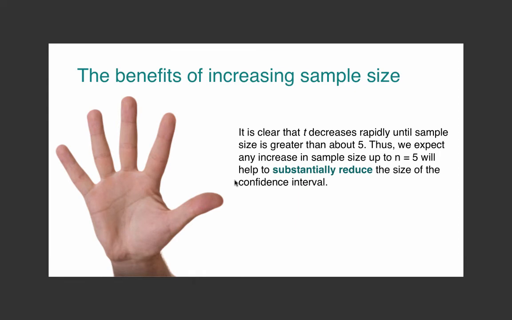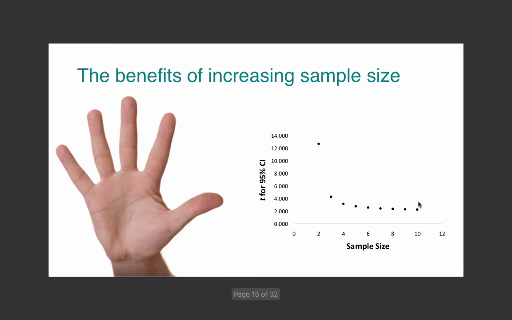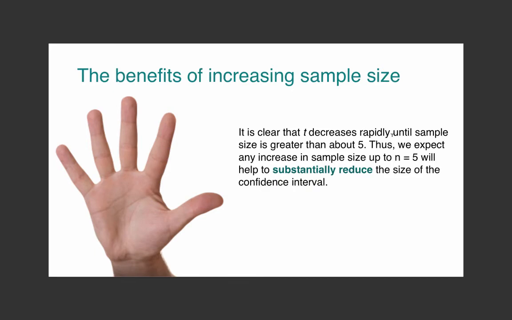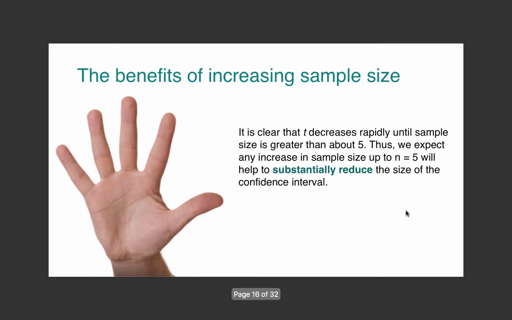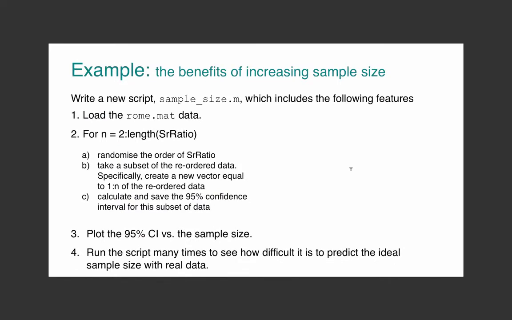So it is clear that T decreases rapidly until the sample size is greater than about, say, 5, and it starts decreasing much more slowly. Thus, we expect any increase in the sample size up to n equals 5 will help to substantially reduce the size of the confidence interval. Okay.